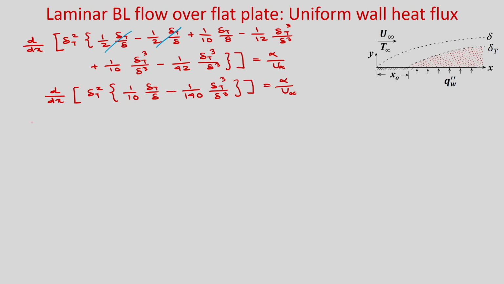So, we assume Prandtl number is greater than 1, and for Prandtl number greater than 1 you know delta t by delta will be less than 1. So, in this particular case you can see that your thermal boundary layer thickness will be less than the hydrodynamic boundary layer thickness. Okay. So, if you compare these two terms, then you can see 1 by 140 delta T cube by delta cube will be much smaller than 1 by 10 delta T by delta. Okay. So, neglect this term, okay.